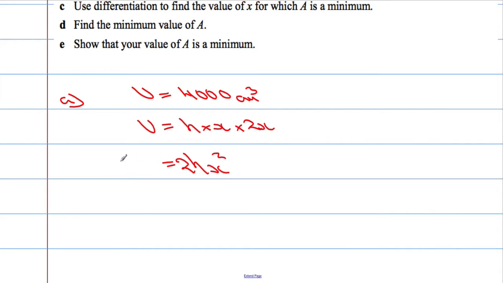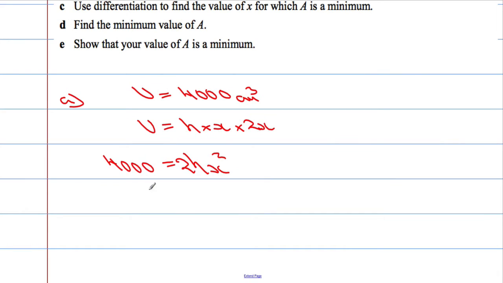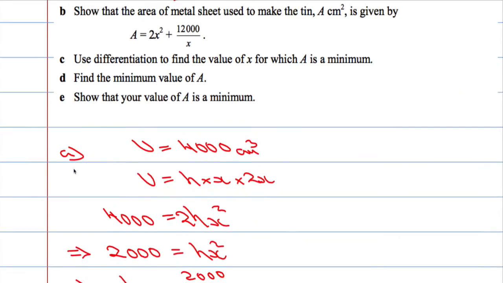Now the volume is 4,000, so I'm going to replace v with 4,000. So 4,000 equals 2h x squared. Remember, we want an expression for h, so in other words we've got to make h the subject of this formula. So we're going to divide both sides by 2, and finally I'm going to divide both sides by x squared. So we get h equals 2,000 over x squared. So now we have an expression for h.